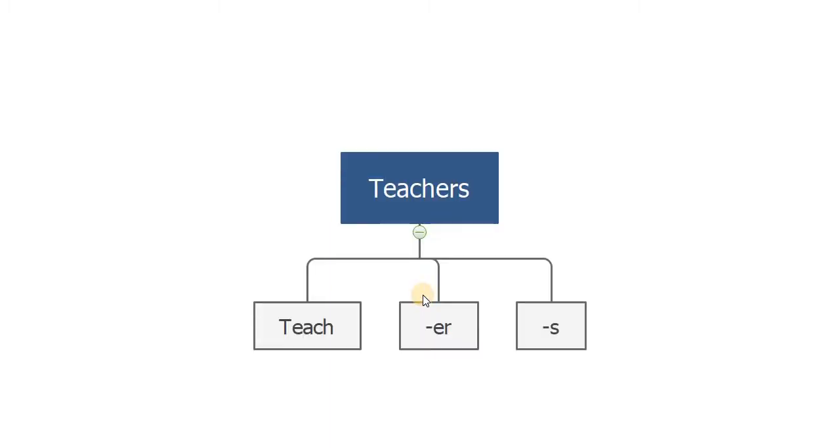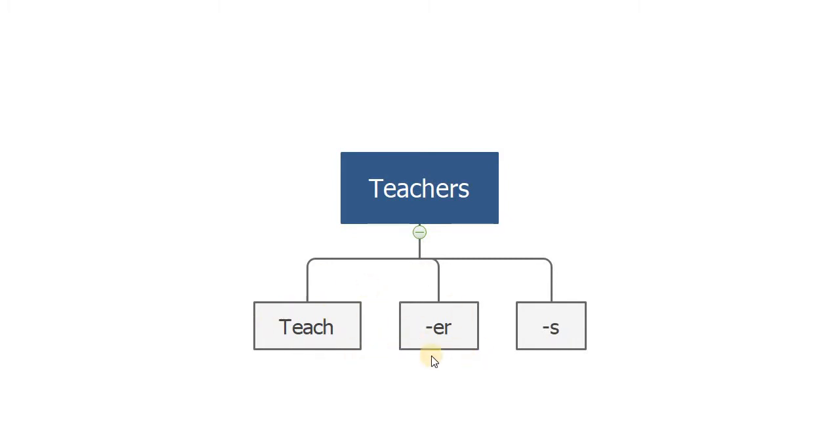Now, consider the word teachers. In the word teachers, there are three morphemes. You might be confused. But in the word teachers, there are three morphemes. Let's take a look at it. The word teachers has three morphemes: teach, er and s. Now, teach is a verb.